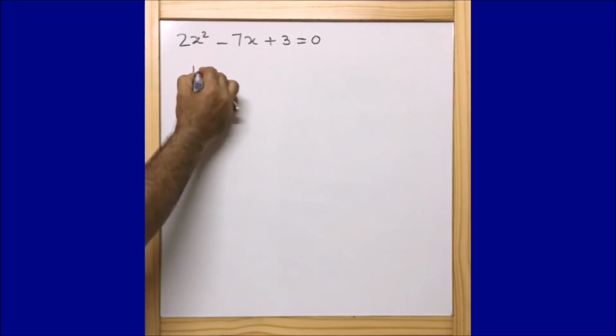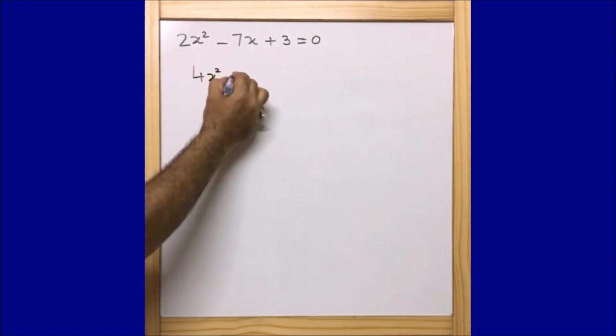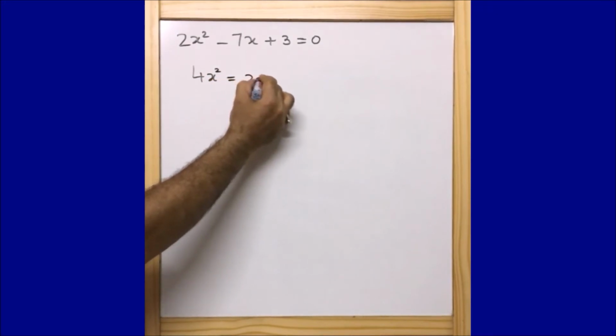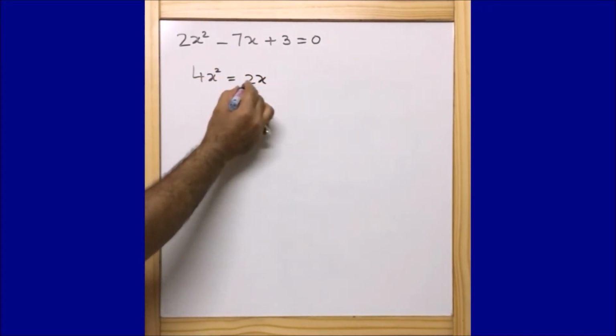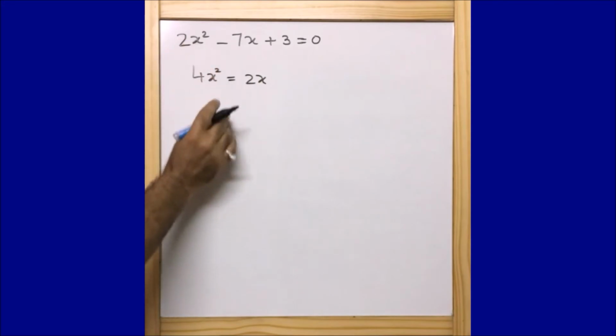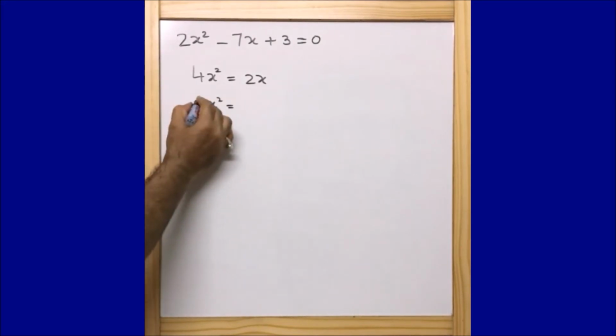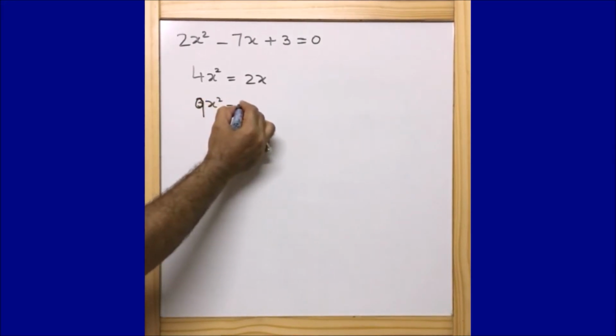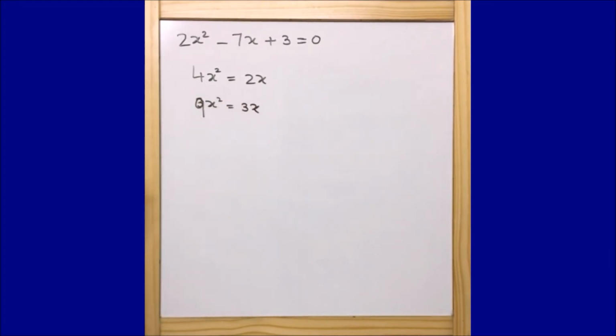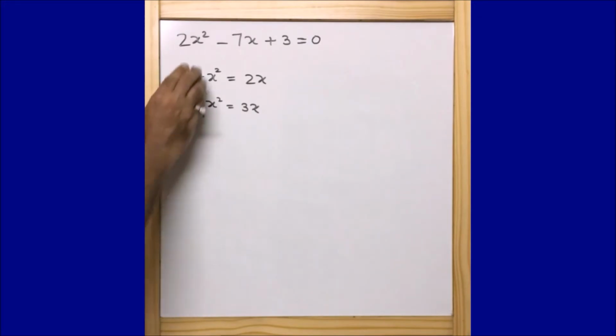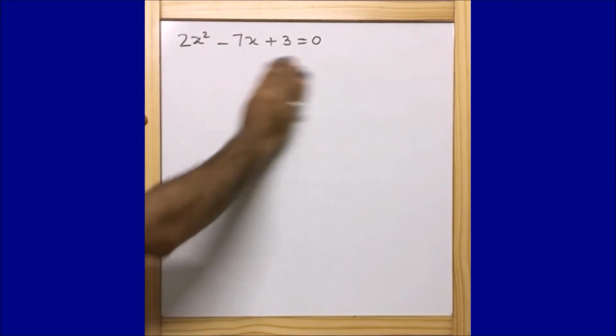Whether it would have been 4x^2, then I would have said that this is a perfect square, because the square root of 4 is 2. But 2x^2 is not a perfect square. Similarly, 3x^2 is not a perfect square. If we had 9x^2, then it would have been a perfect square. This is what I mean when I say the coefficient of x^2 should be a perfect square. If it is not, our main aim should be to make it a perfect square.